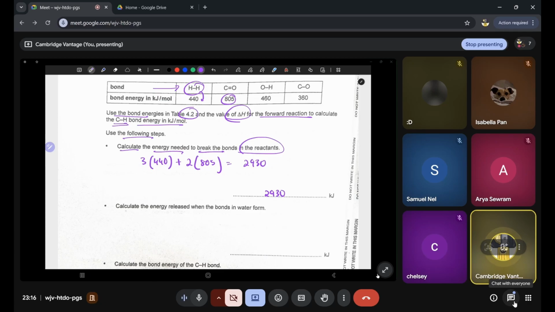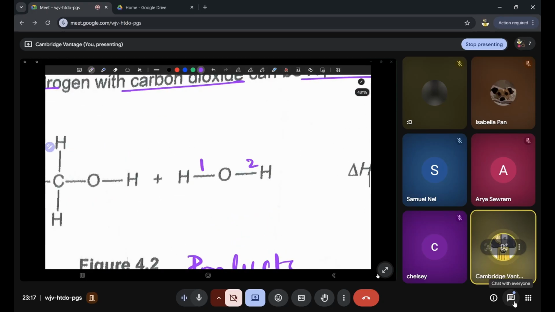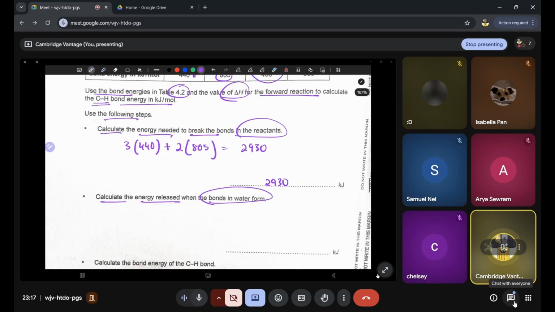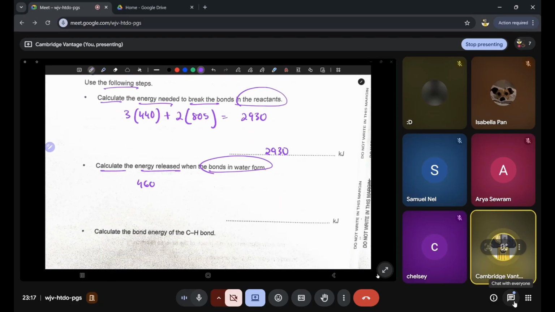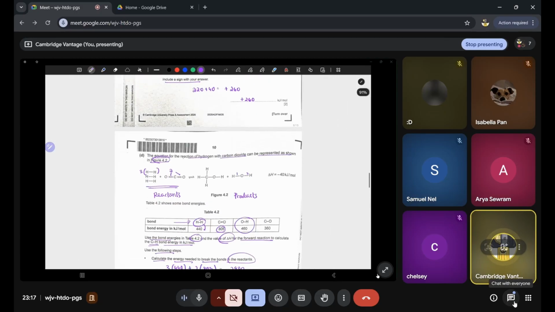And then let's see the next part. Calculate the energy released when the bonds in water form. So how many bonds do we have in water? 1 and 2, and both of them are just oxygen-hydrogen single bonds. So that's 460. So 460 times 2, and that is simply 920. Now they ask us to calculate the bond energy of the carbon-hydrogen bond.